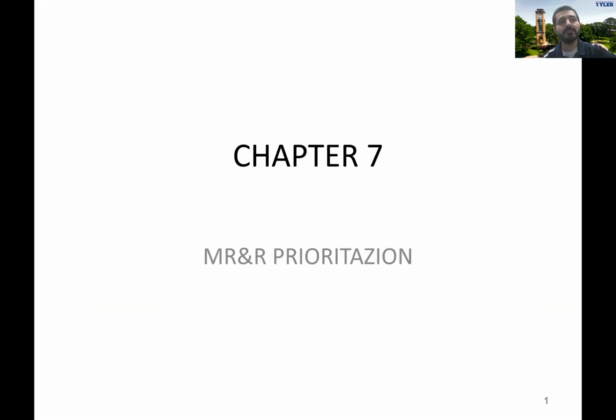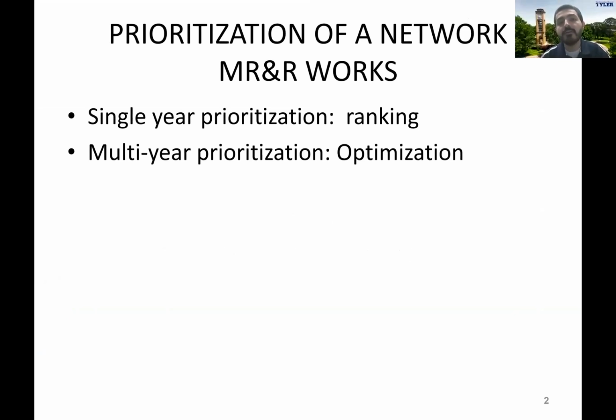All right. Welcome to chapter 7. This is the last chapter of this course, and we will be talking about the maintenance, rehabilitation, and reconstruction prioritization. Basically, in this chapter we're going to cover two major strategies that we typically use, or at least pick one of the two at the minimum in any PMS system.